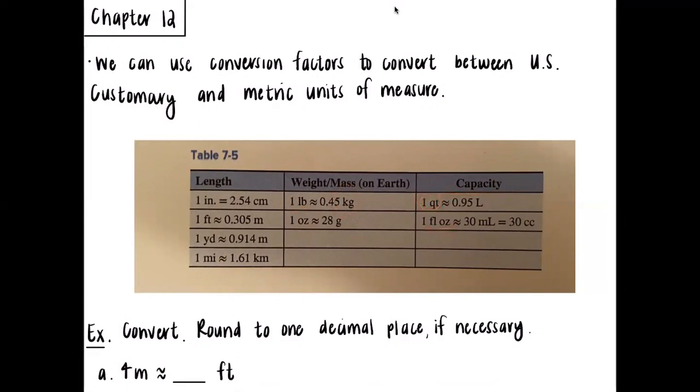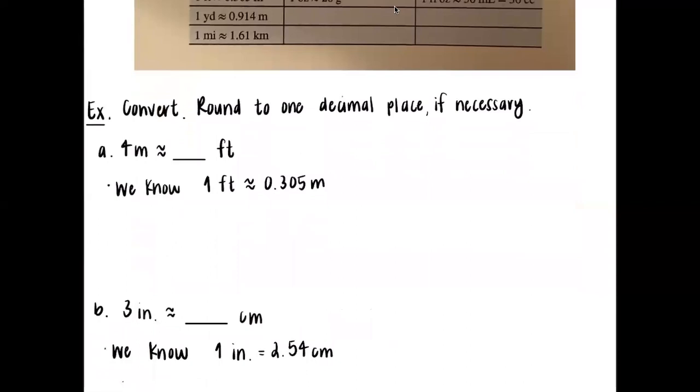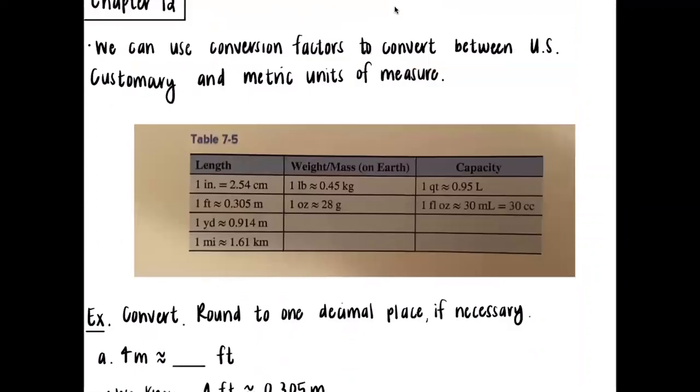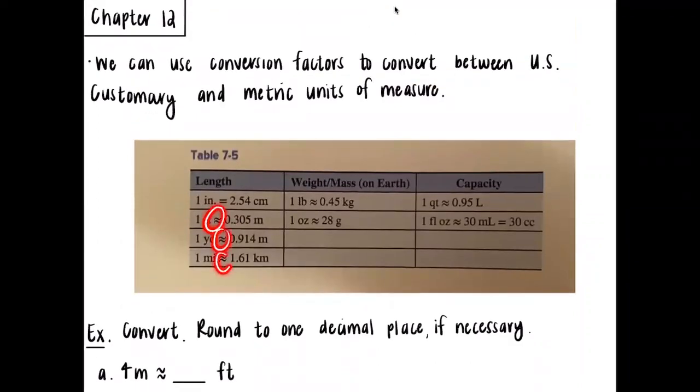Okay, so let's do some more conversions. We're going to have two examples: convert and round to one decimal place if necessary. Again, notice some of these have squiggly lines and not an exact equal sign. That means it's an approximation of what it's equal to. A lot of times, for example, 1 foot is approximately 0.305 meters. It's a much longer decimal than that. That's why I'll give you this information, because these numbers aren't really that nice. I would rather you know how to do it instead of being preoccupied with memorizing decimals.